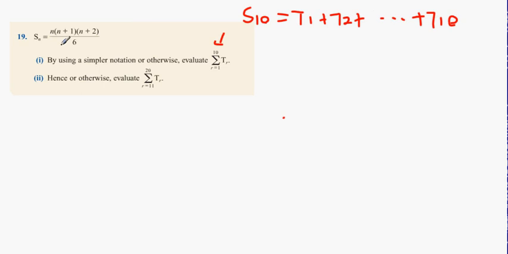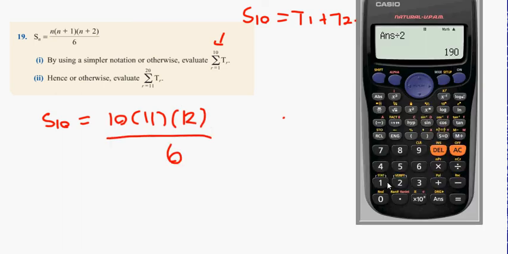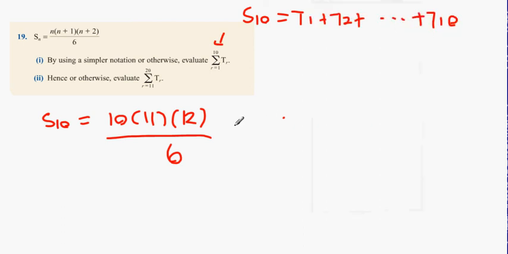Now, surely these should be the same, so I'm just going to replace n with 10. So you're going to get 10 times 11 times 12 all over 6. What I should get here is 110 multiplied by 12, divide that by 6, and what we get is 220. So the answer to the first one is 220.